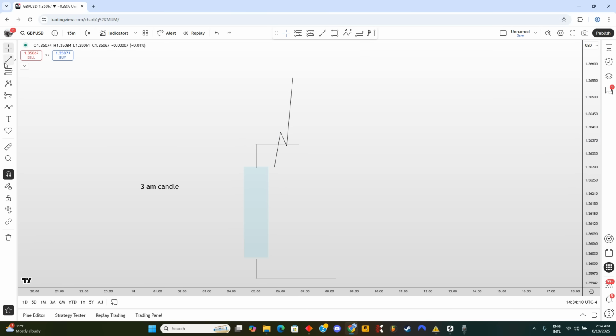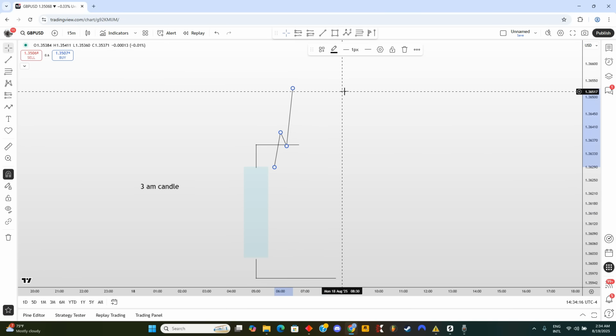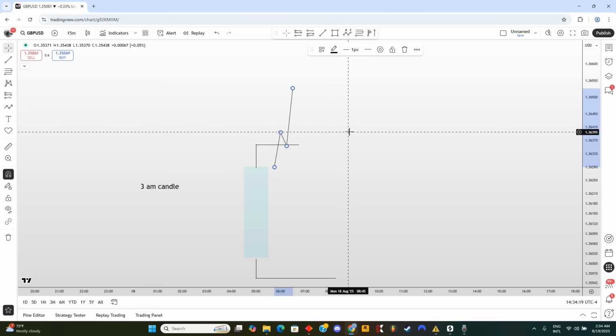Now, here are some rules. You go break even at 1 to 1 risk to reward ratio. So as soon as price hits 1 to 1 risk to reward after your entry, you are going break even.